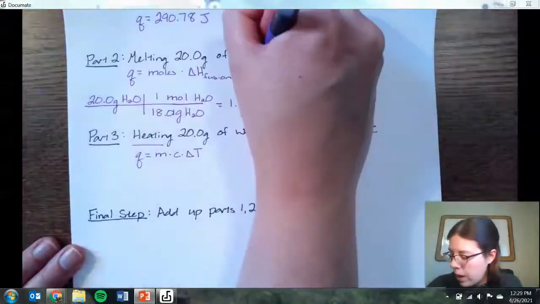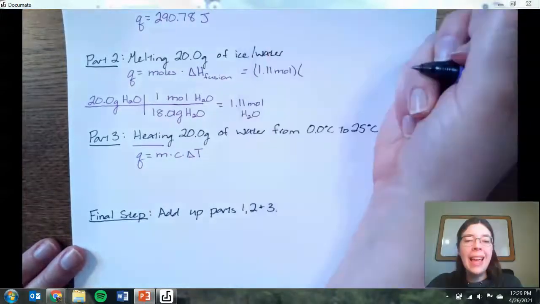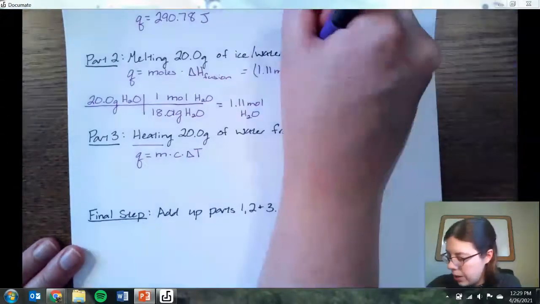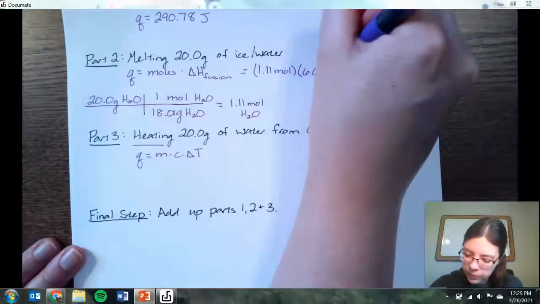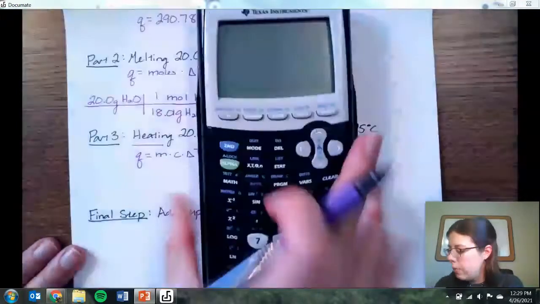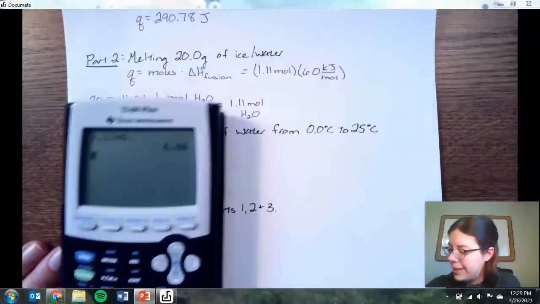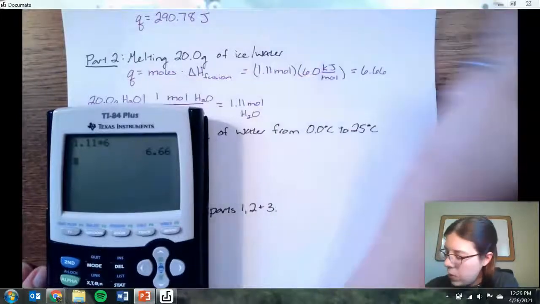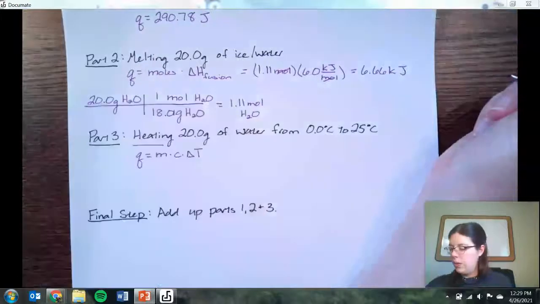So 1.11 moles of water. I'm going to multiply that by the delta H of fusion, which is 6.0 kilojoules per mole. Okay, so 1.11 times 6 gives us 6.66. In this case, the moles cancel out, so we are left with kilojoules.